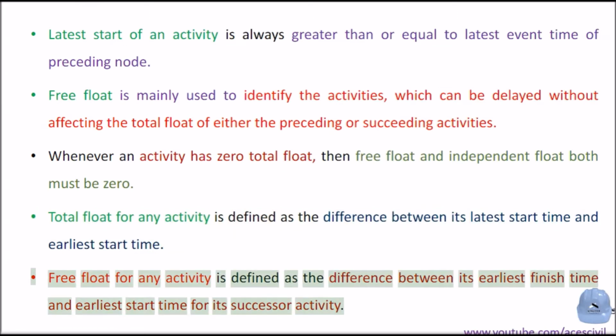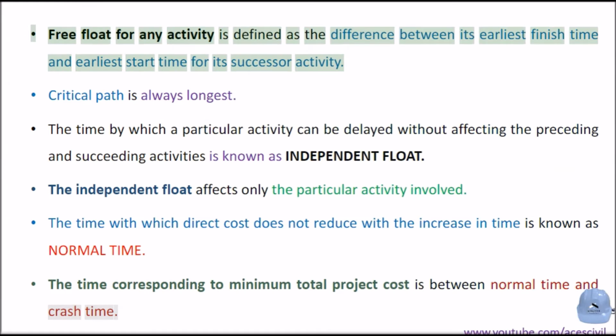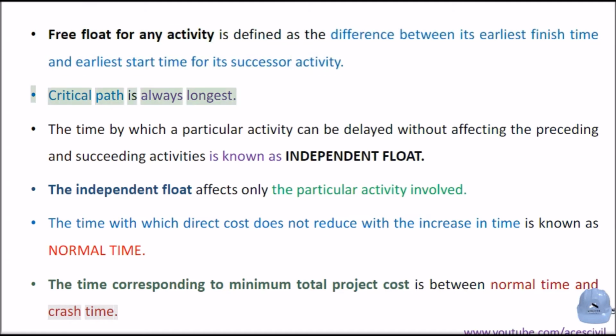Free float for any activity is defined as the difference between its earliest finish time and the earliest start time of its successor activity. Critical path is always longest.